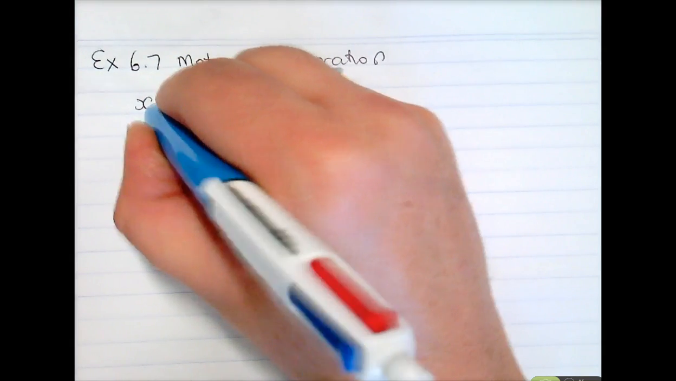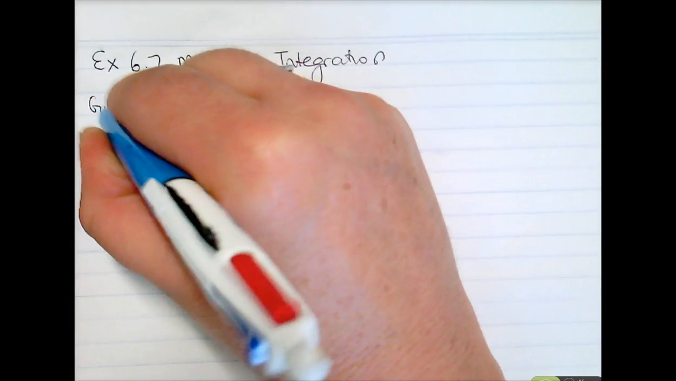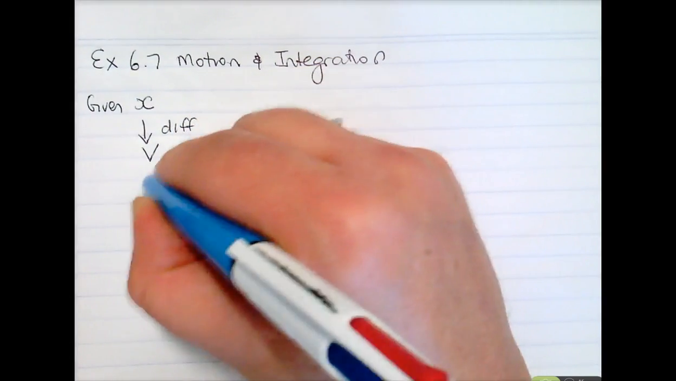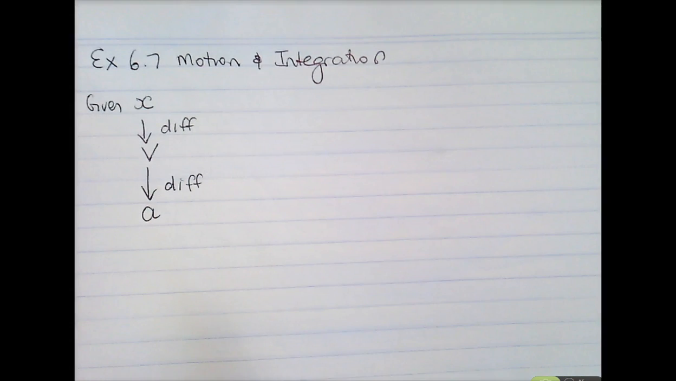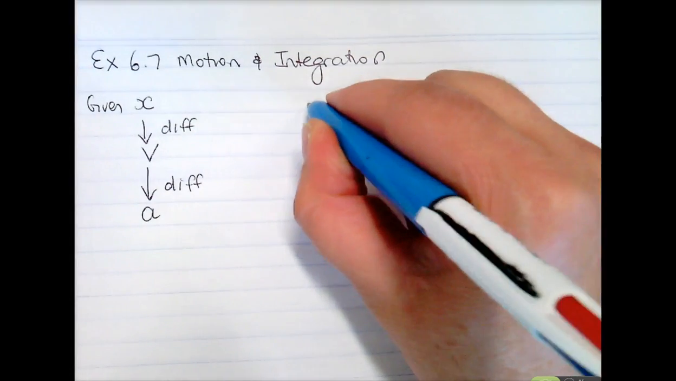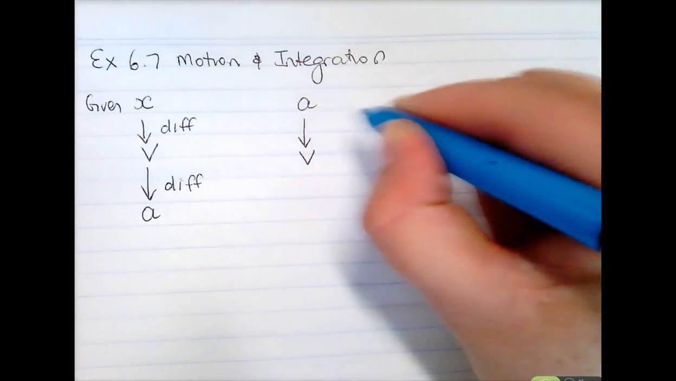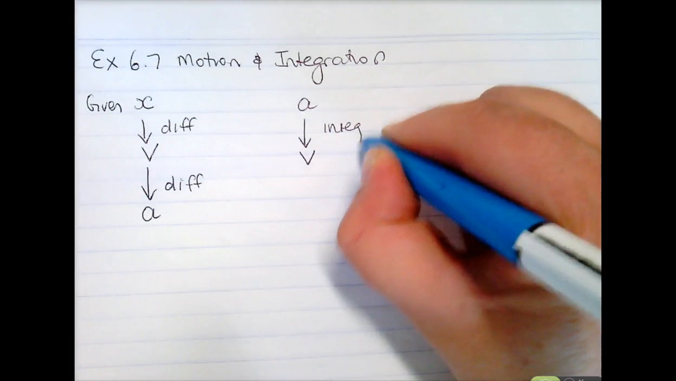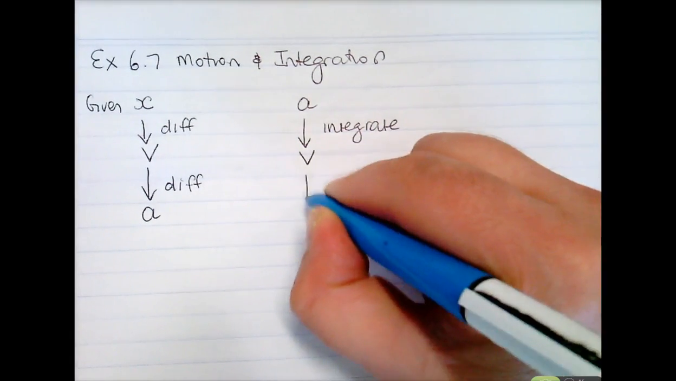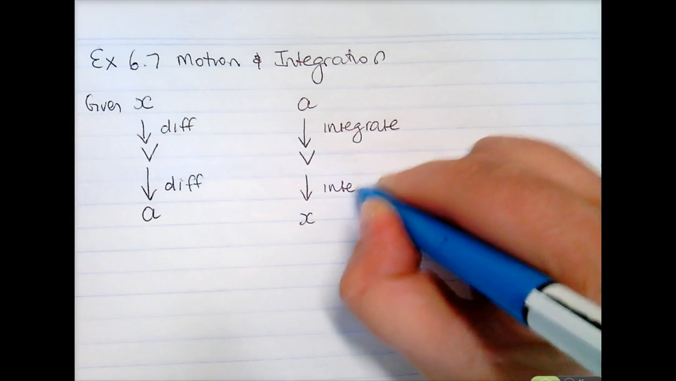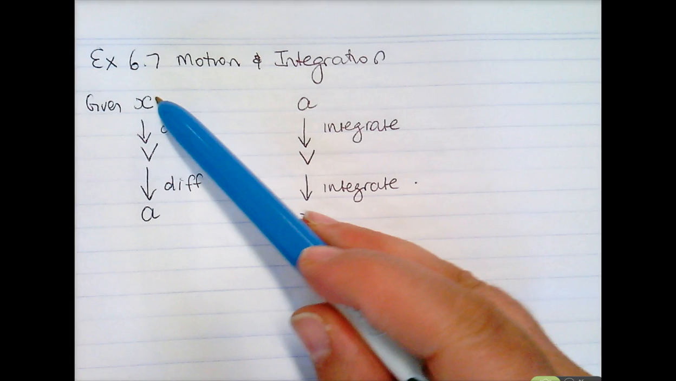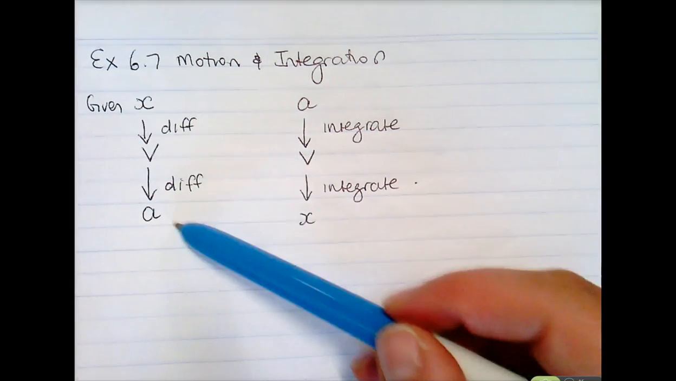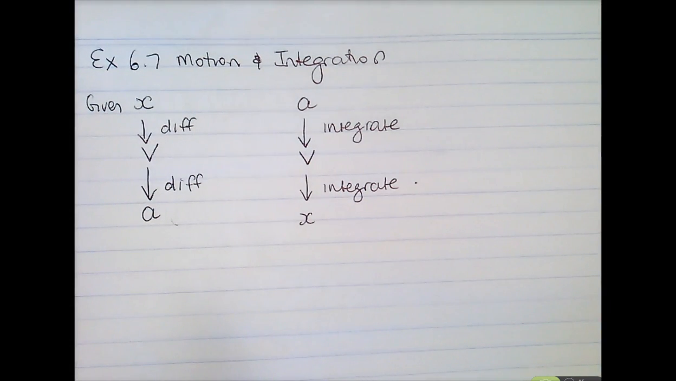If you're given X and you want V, what do you do? Differentiate. And if you've got V and you want A, you differentiate. All easy, no constants involved. But if you're given A and you want V, you have to integrate. And if you've got V and you want X, you have to integrate. Just the opposite. So, downwards, differentiating, going back up that way, it's integrating. And that's all we're going to do.